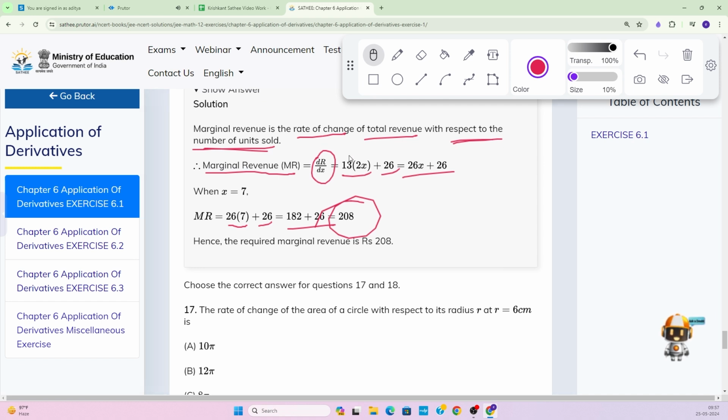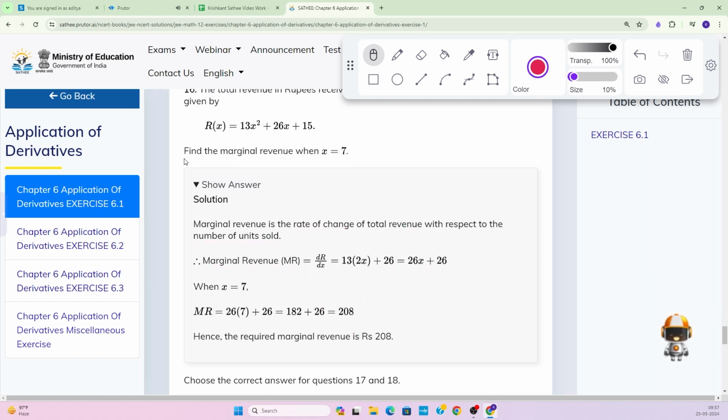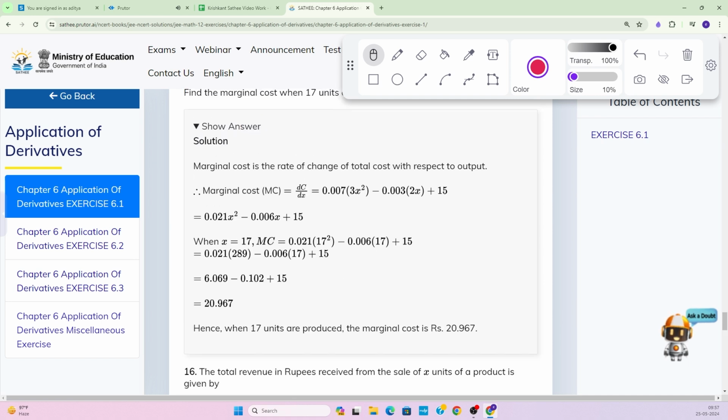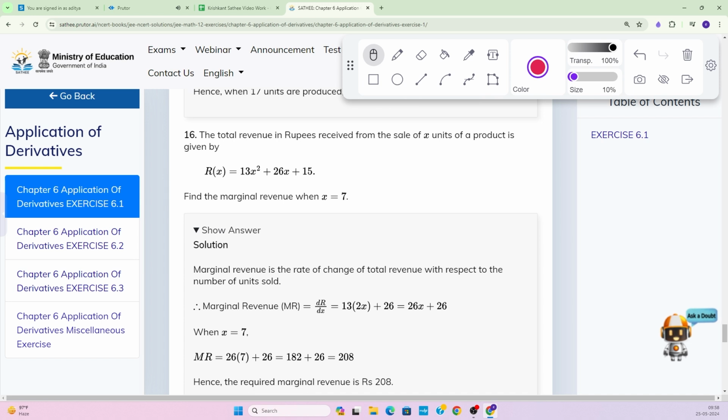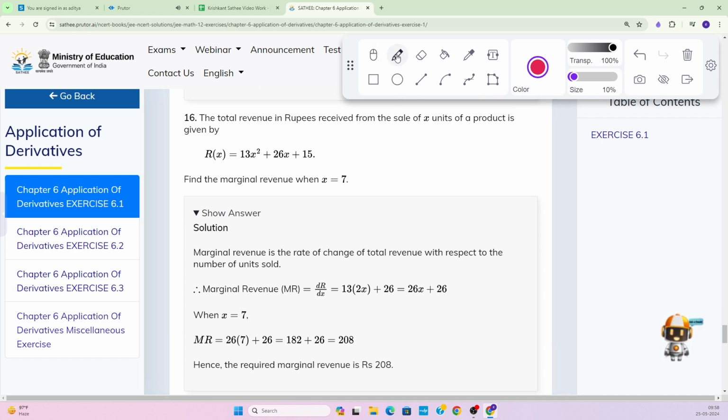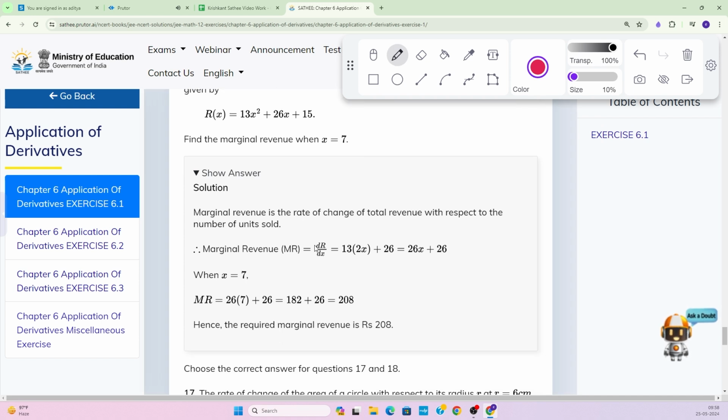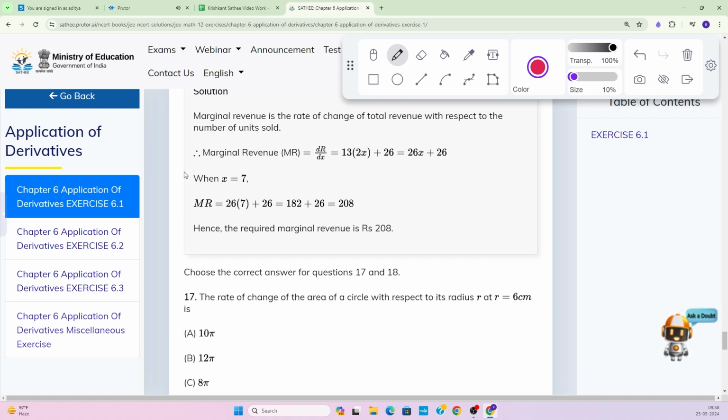Okay, clear? So whenever you are asked to find the marginal revenue or the marginal cost, you always take whatever variable is given here and differentiate with respect to it. So here it is given as x in the marginal revenue problem. Okay, clear? So here you also have to find dR by dx. Simple. Okay, let us move to problem number 17.